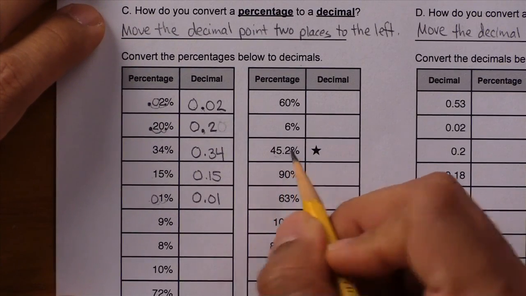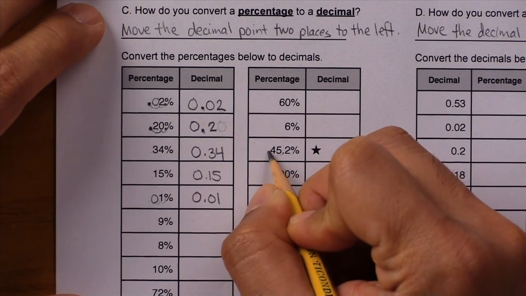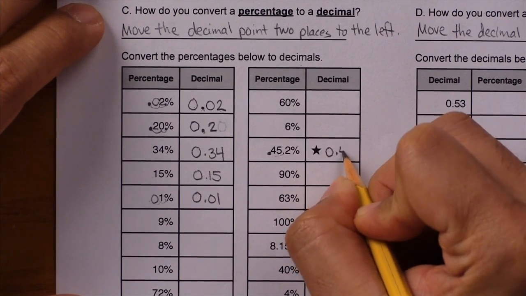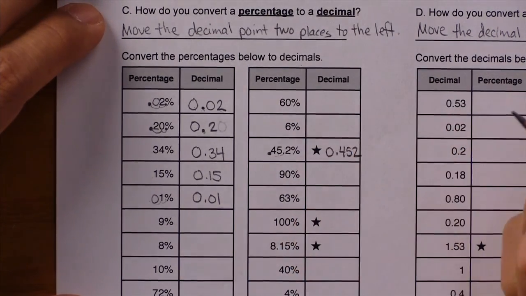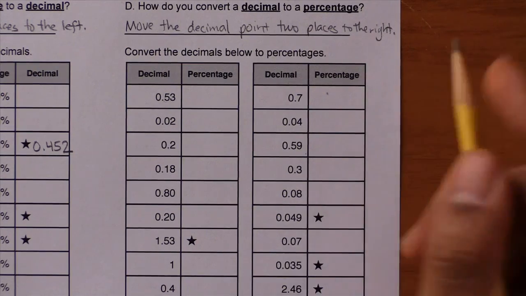Here's 45.2. So move the decimal 2 places to the left. 1, 2, goes right here. And the answer is 0.452. And since it ends in the thousandths place, this number is read as 452 thousandths. Let's look at a few examples on the other side.